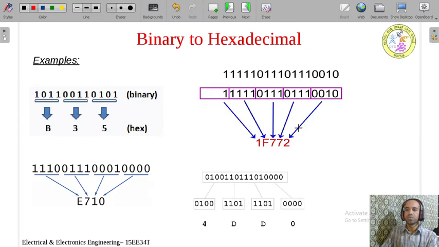So make a group of 4 bits from the right side. Remember, you should group from the right side. If any bit is left, then you have to add so many zeros such that the length of these bits should be equal to 4. That is the procedure we need to follow.